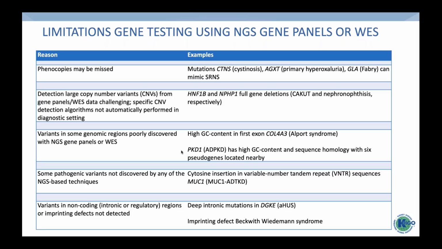Variants in some genomic regions are also poorly discovered with whole exome sequencing and other massively parallel sequencing approaches, such as the first exon in COL4A3, which relates to Alport syndrome, because of its GC content.